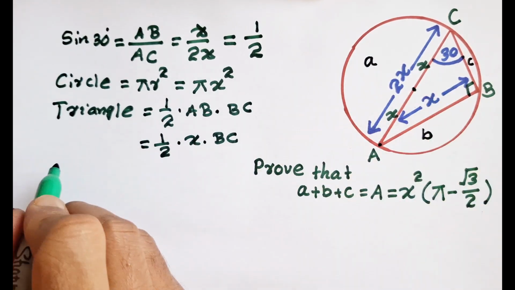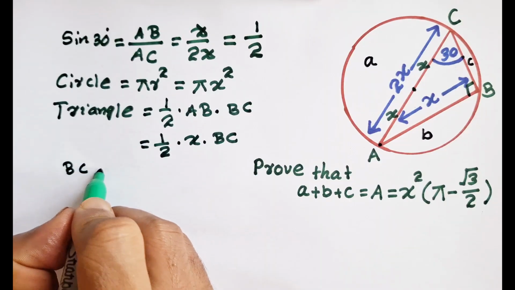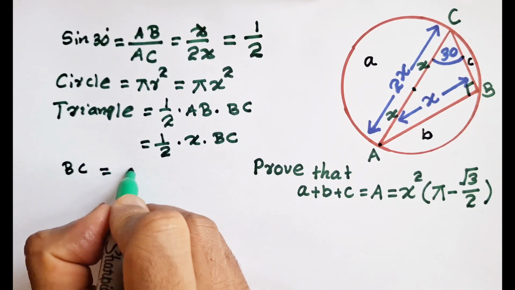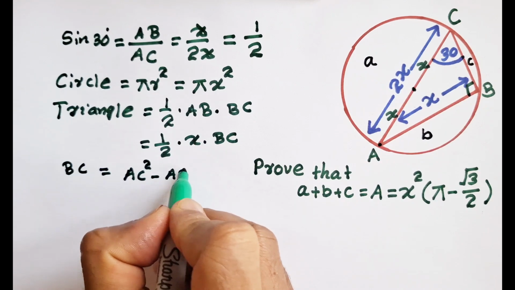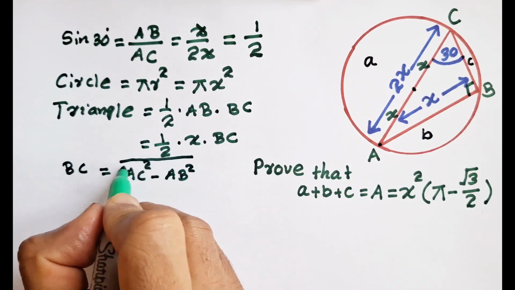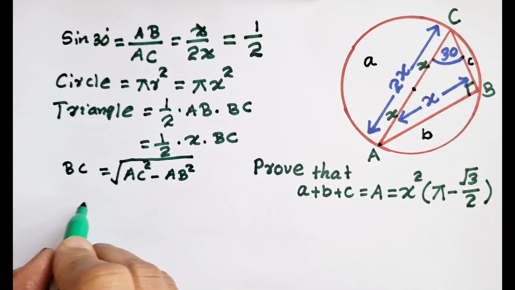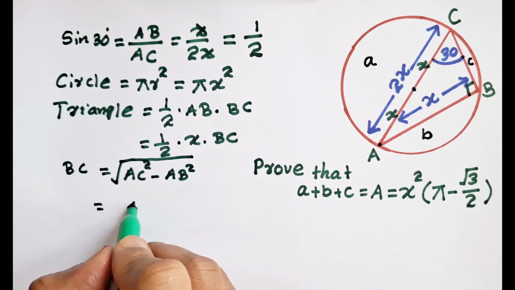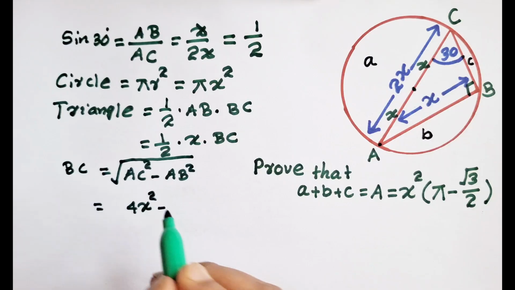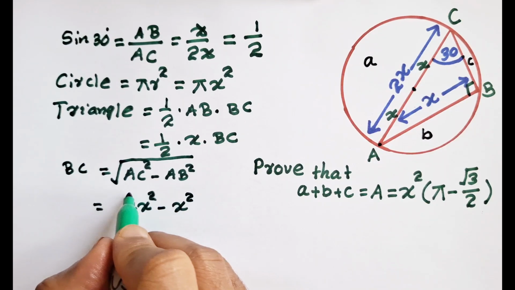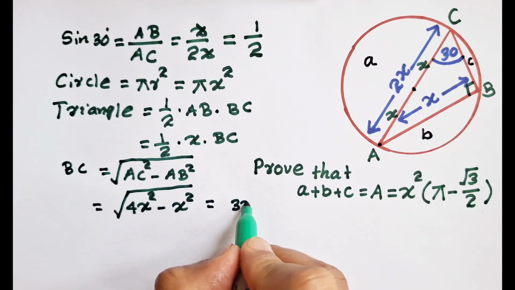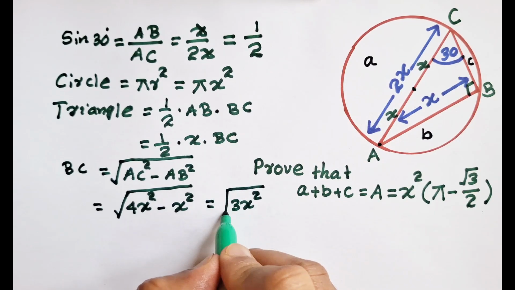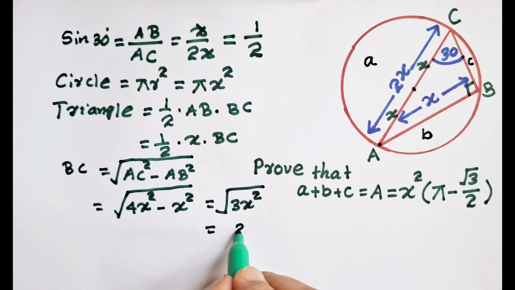Now, BC can be found easily using the Pythagoras theorem. BC is equal to the square root of AC squared minus AB squared. We know that AC is equal to 2x, so the square root of 4x squared minus x squared is equal to the square root of 3x squared. So BC is equal to the square root of 3 times x.